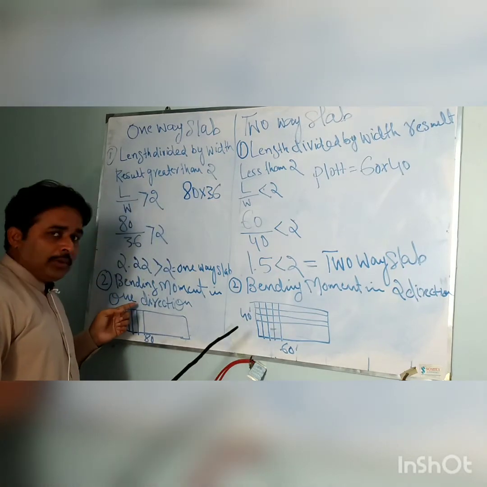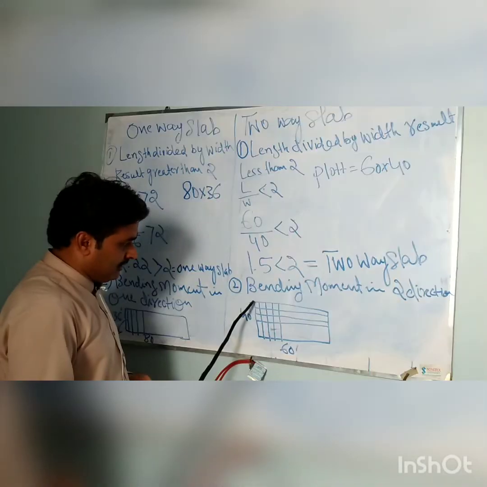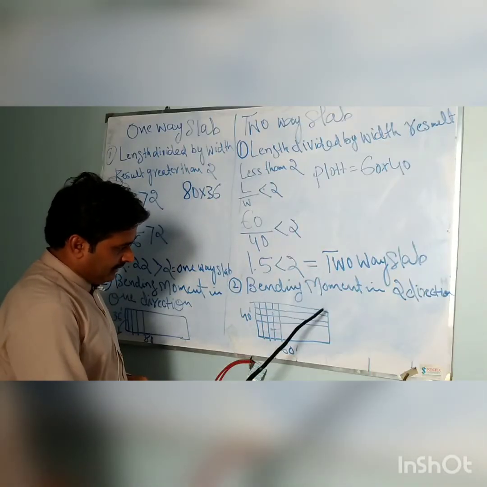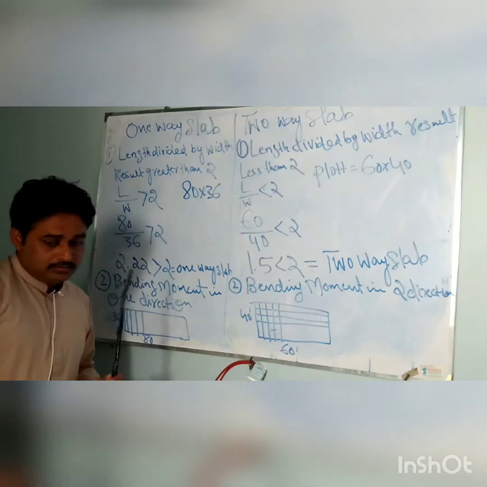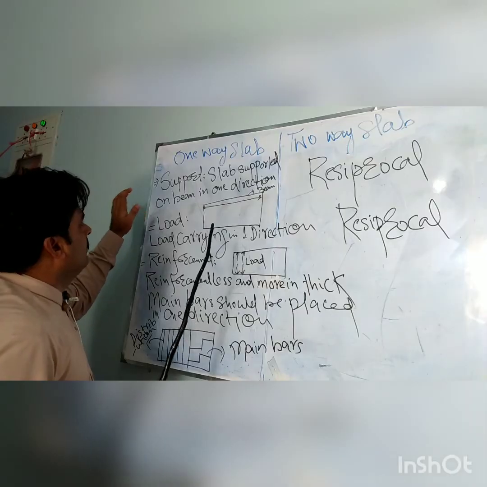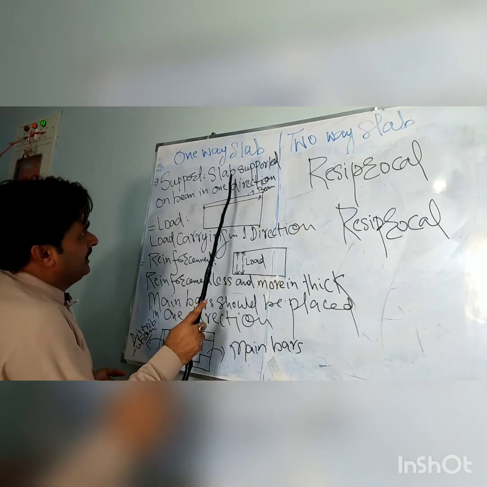In a one-way slab, the bending moment was in one direction. In a two-way slab, it's in two directions, like this. This is 40 feet, this is 60 feet. Now we are coming towards support for one-way slab.